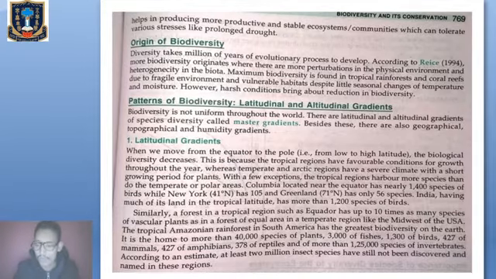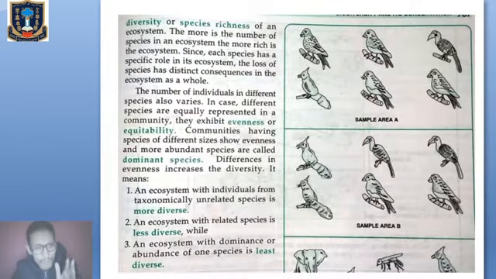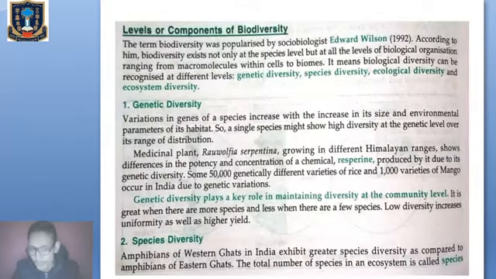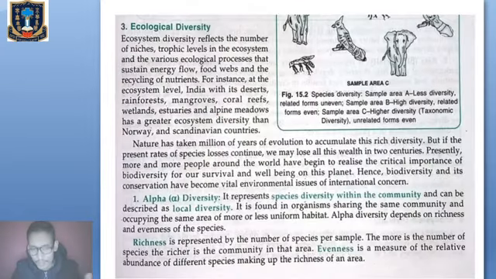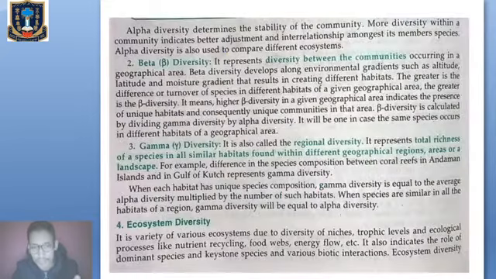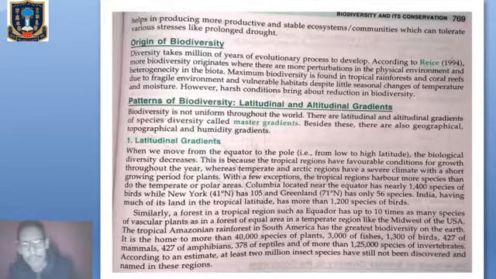So we have 4 components of biodiversity. What we have learned till now is genetic diversity, species diversity, and ecological diversity, and within that we have learned about alpha diversity, beta diversity, and gamma diversity, and the last one is ecosystem diversity. Clear? Now we'll go to the next topic, which is called the pattern of biodiversity.